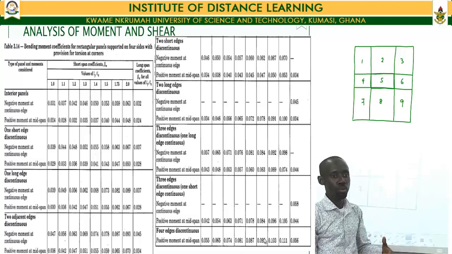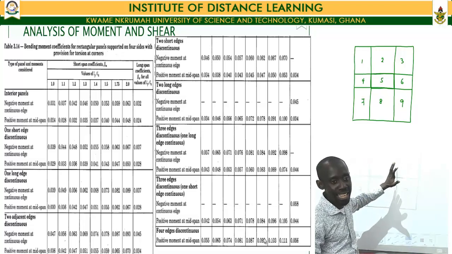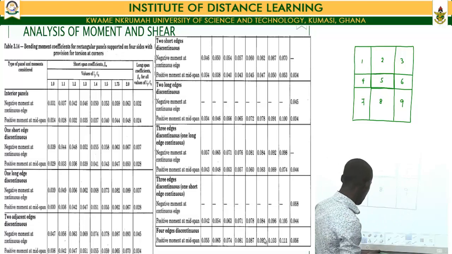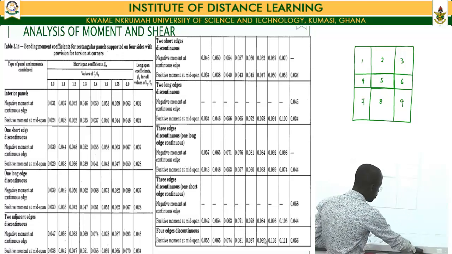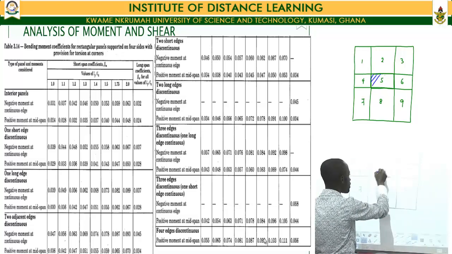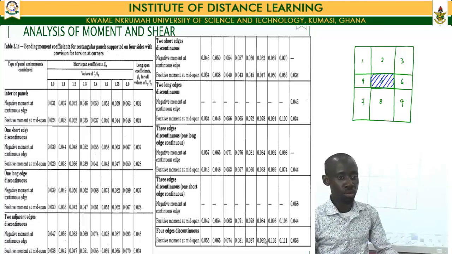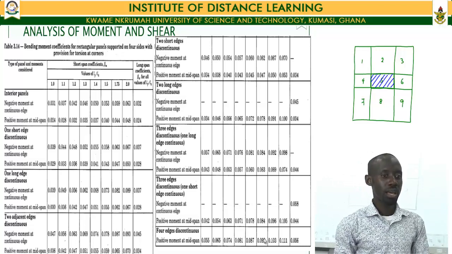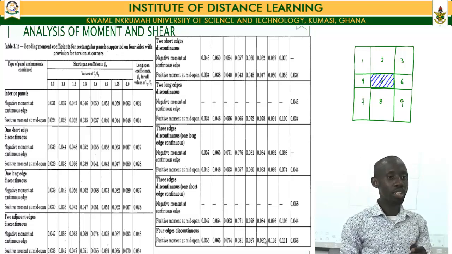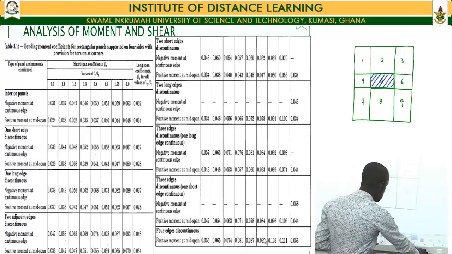That is the panel which on all sides has other panels connected to it. So then if you have a panel on whose sides there are other panels connecting to, that panel is referred to as the interior panel. So for the example that we have on the board, our panel number 5 is a typical example of an interior panel. Now, if we move on to the next row, the type of panel labeled there is the one short end discontinuous. That's the one short end discontinuous.